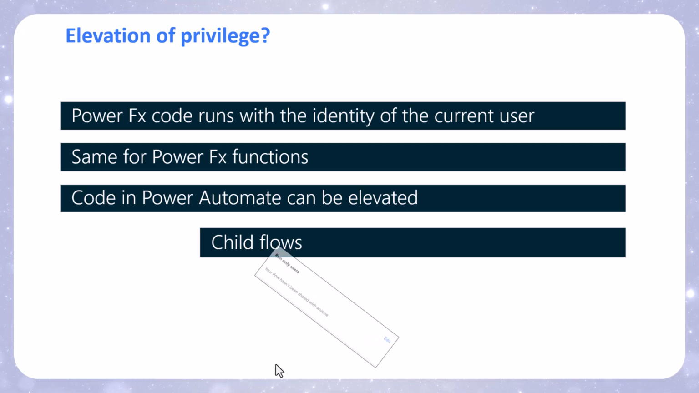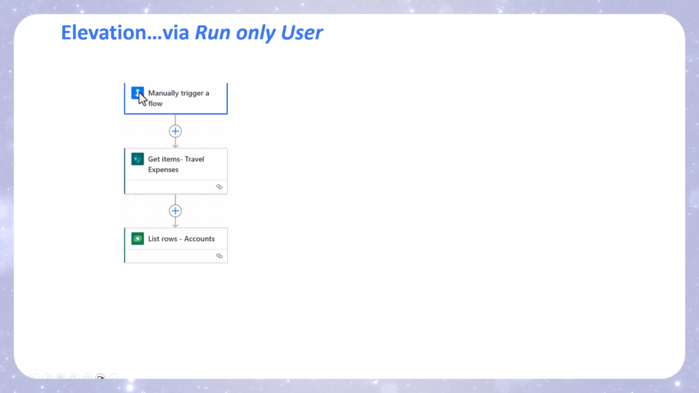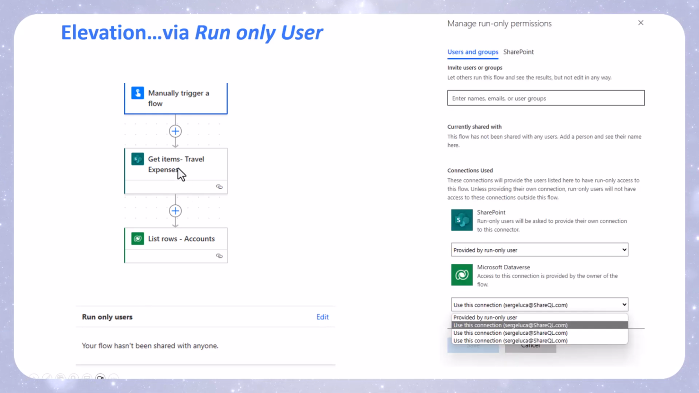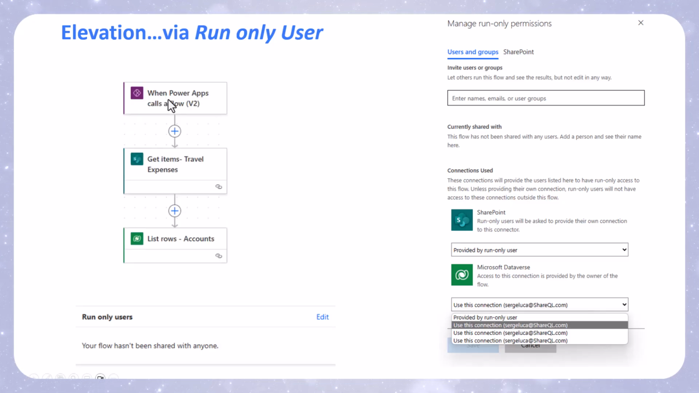You can do that by writing a child flow or by writing a flow that benefits from the run-only user feature. Typically this flow, starting with a button, with one SharePoint action, Dataverse action, can benefit from the run-only user. So when you edit this, you can specify which connection you want to use for which action. So you can elevate the identity. Same for this one, same for this one, okay? Same for this one.